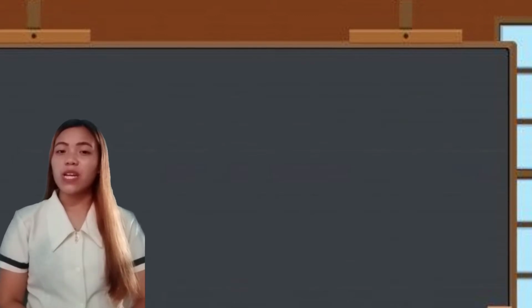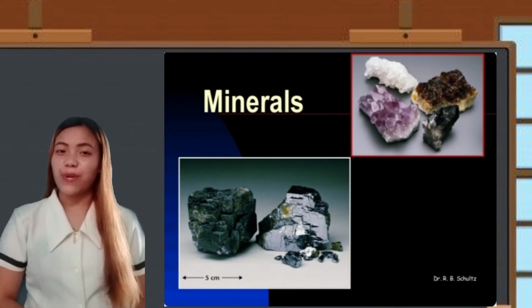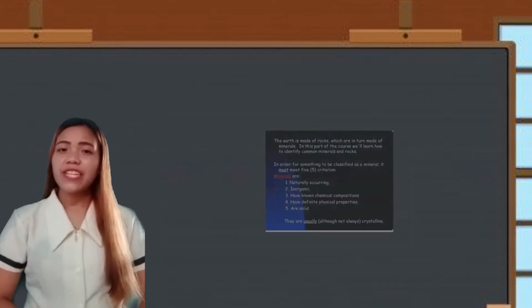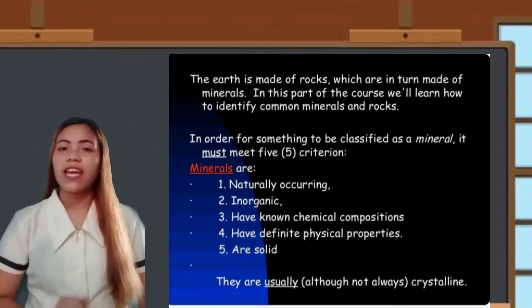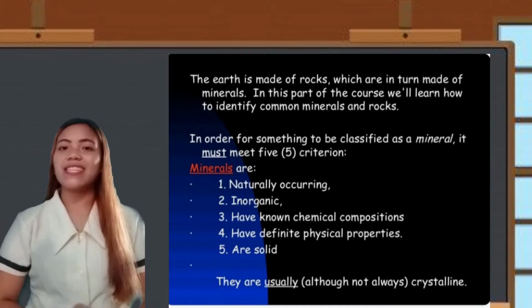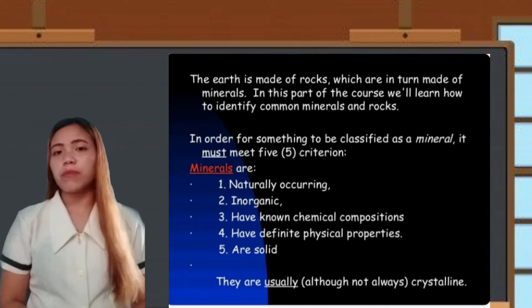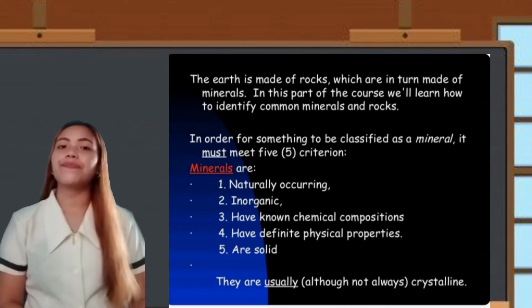Now, I am here to give understanding about the minerals of the earth. The earth is made of rocks which are made of minerals. In this part of the course, we'll learn how to identify common minerals and rocks.